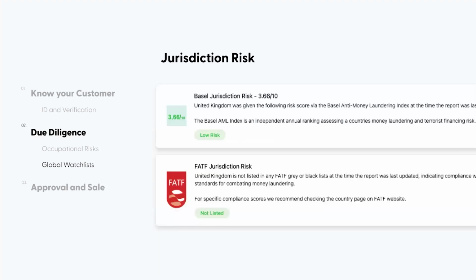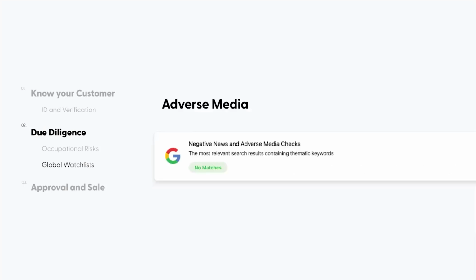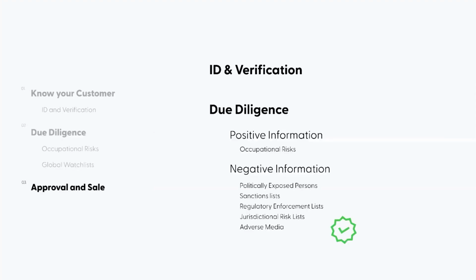Then it would be the jurisdictional risks list. These lists contain countries or regions that are considered high risk for money laundering or other illicit activities. And the last one is adverse media. This is a Google search where you're searching for any negative media coverage or reports, such as links to criminal activity or financial issues.